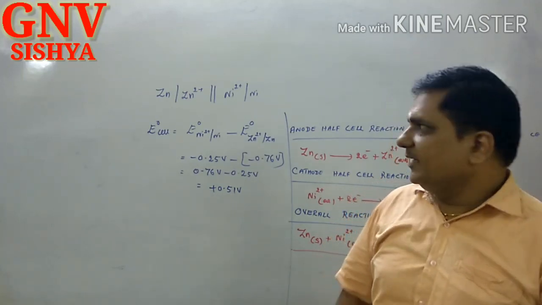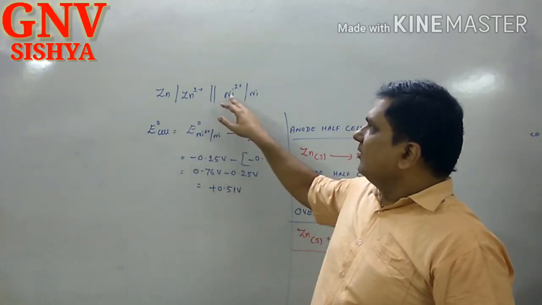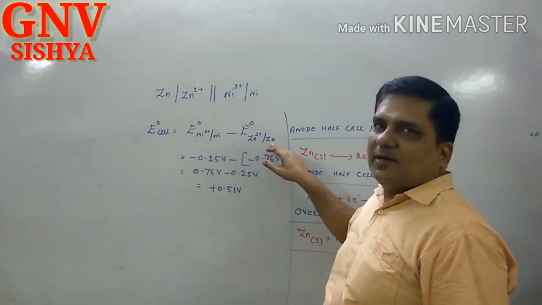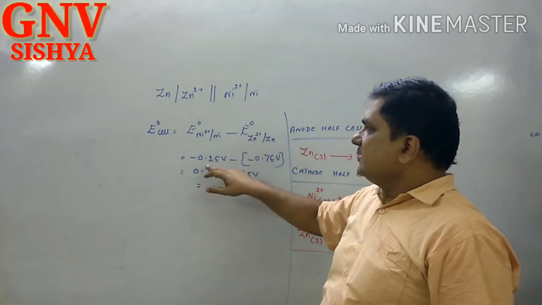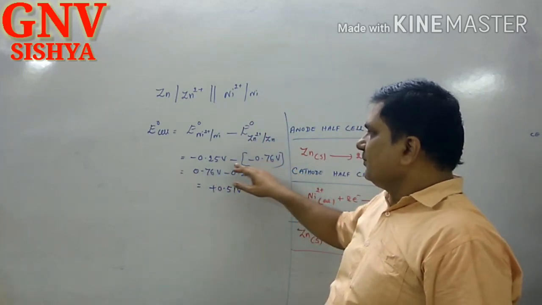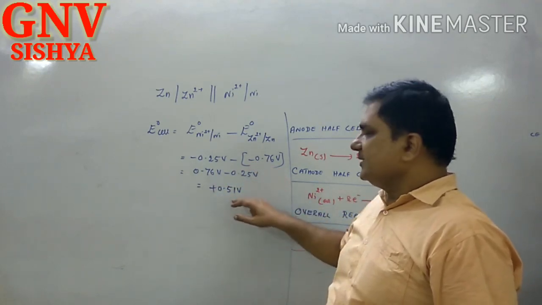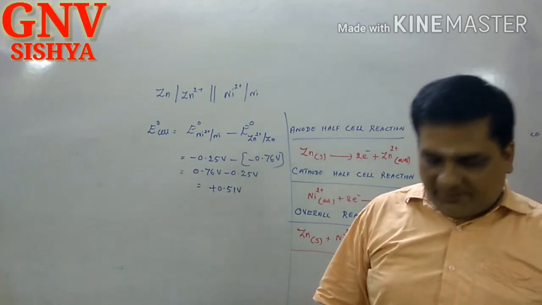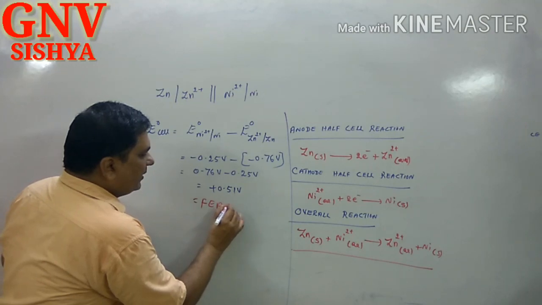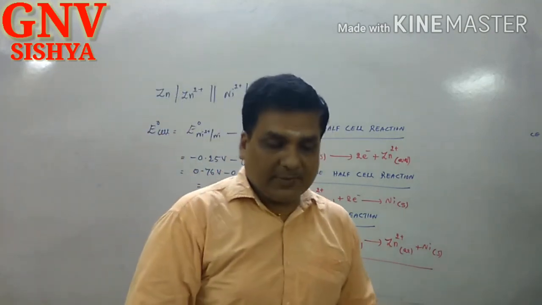First let us say the feasibility. This is cathode, this is anode. E naught of the cell is E naught of nickel 2 plus bar nickel minus E naught of Zn2 plus bar Zn. Nickel 2 plus bar nickel is minus 0.25 volt, minus of minus 0.76 volt. Minus of minus becomes plus 0.76 volt minus 0.25 volt. This is plus 0.51 volt. So the cell is feasible. Yes, the cell is feasible.